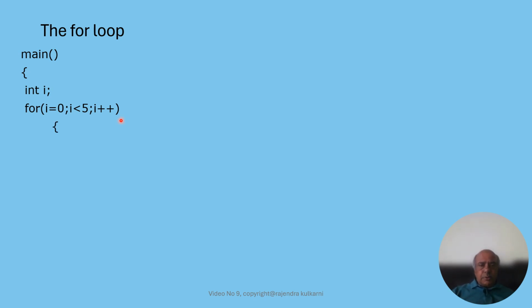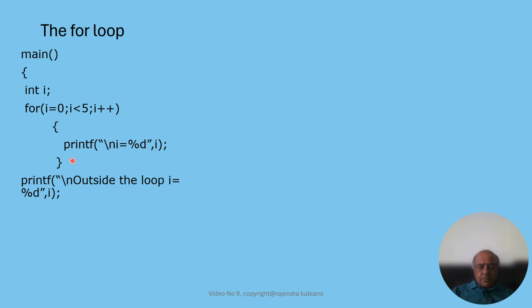The opening braces of the loop, then a small printf statement, printf i is equal to %d, i. So in every iteration of the loop, this statement will get executed. Closing brace of the loop. And when the program comes out of the loop, another simple printf statement outside the loop, i is equal to %d, i. Closing brace of the main.